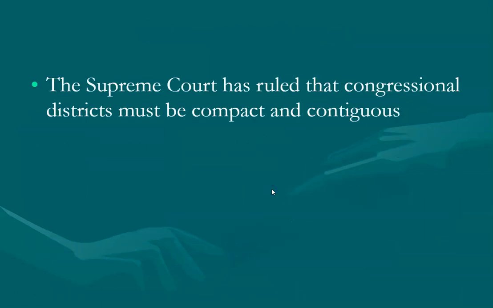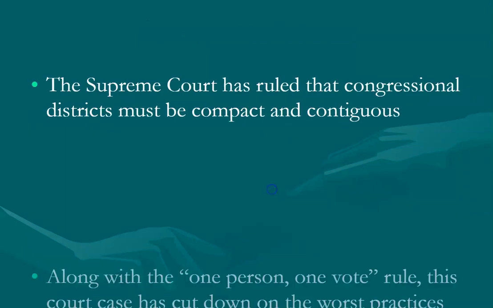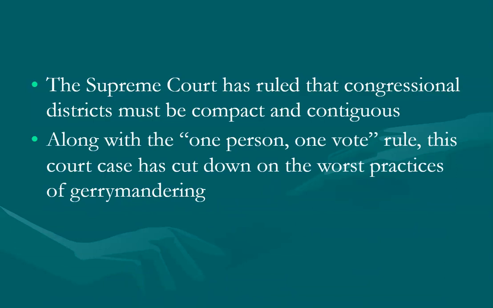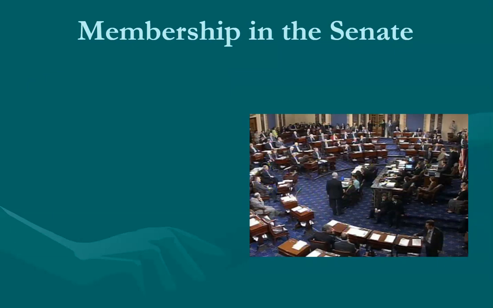Now, the Supreme Court has ruled that congressional districts must be compact and contiguous. Along with the one-person, one-vote rule, this court case has cut down on the worst practices of gerrymandering. But it's not altogether gone, and both parties do it. Recognize that. Now, the Senate doesn't have anything to do with gerrymandering because a senator is elected statewide.